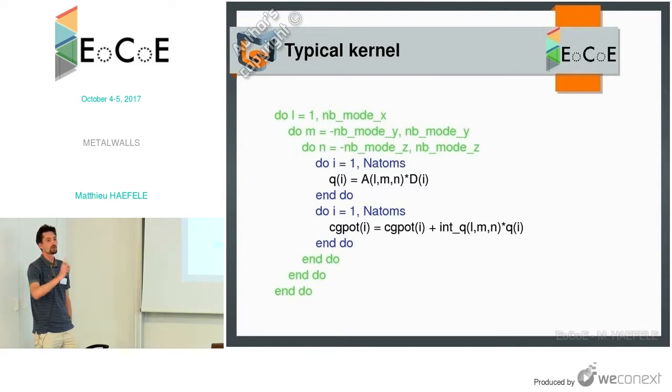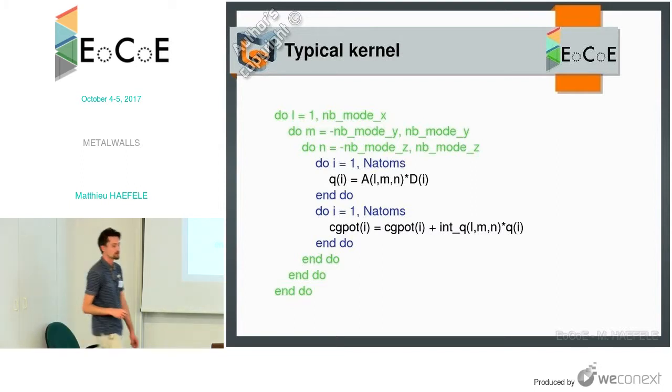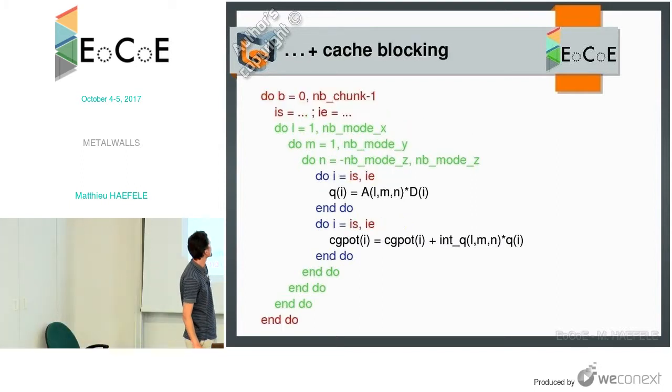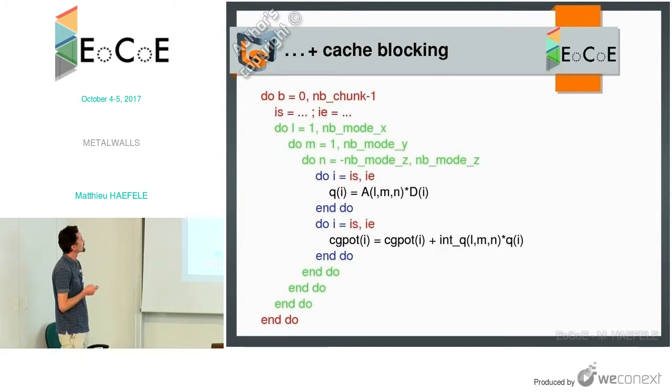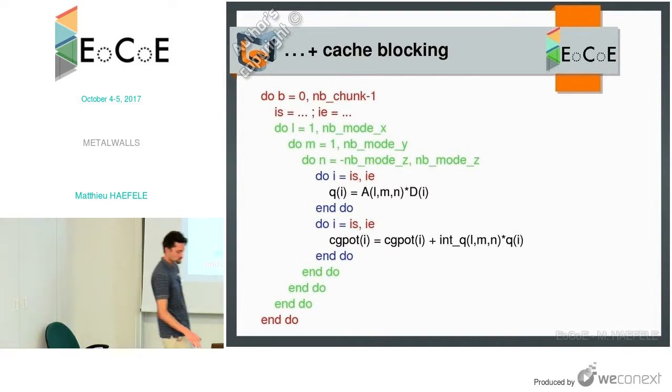So at each mode, you keep traveling data back and forth from the memory. Cache blocking consists in not working on all atoms at once, but only on part of the atoms, from i start to i end, doing this loop such that this array stays in the cache. So you add some chunks and work chunk by chunk, with two loops. We are still serial here.